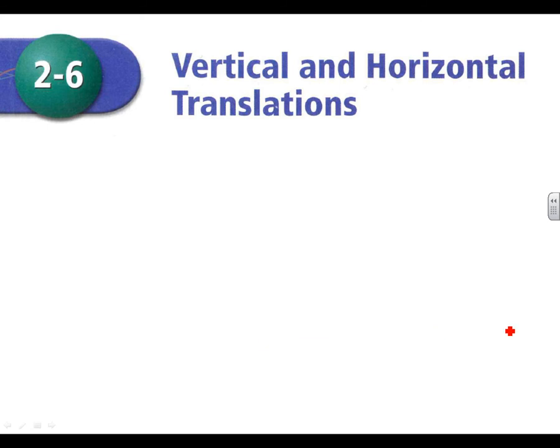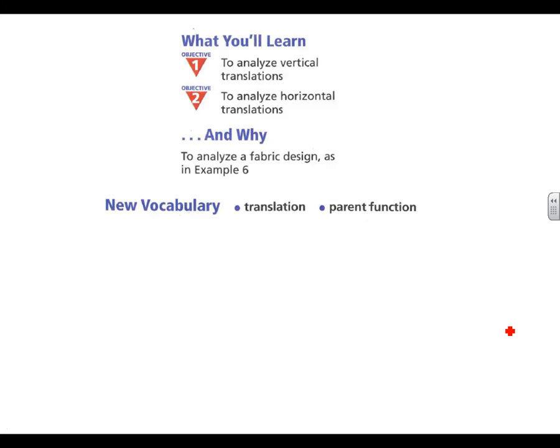Okay, 2-6 for Algebra 2, vertical and horizontal translations is the section. And so two things we're trying to do for this chapter, two things we're trying to learn. We're going to analyze vertical translations, and then we're going to analyze horizontal translations. Remember, horizontal is sideways and vertical is up and down.